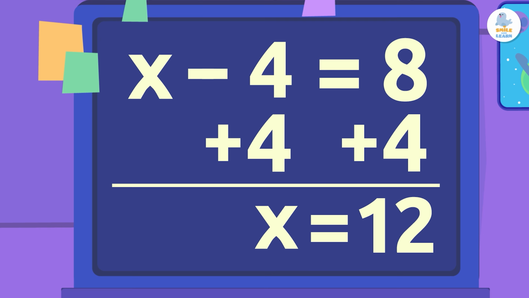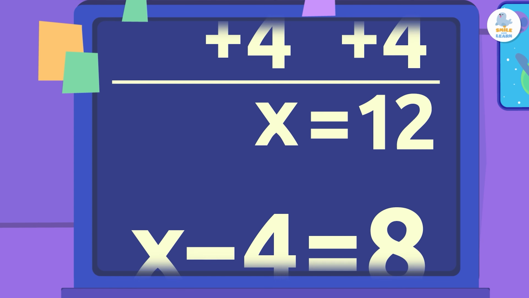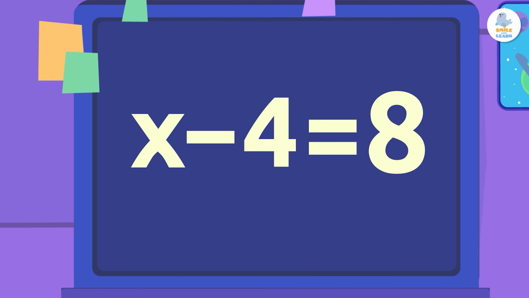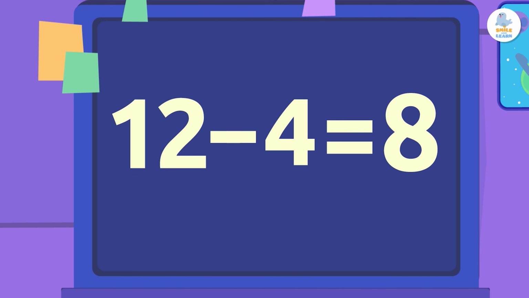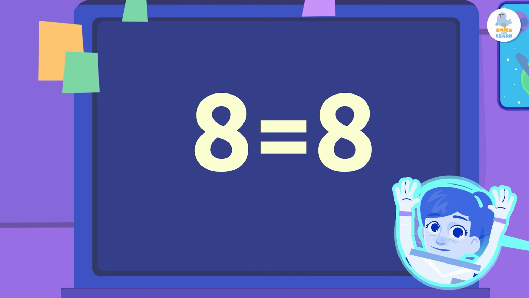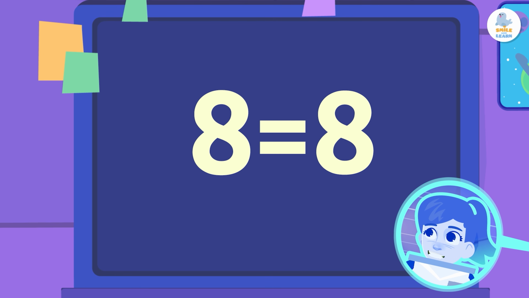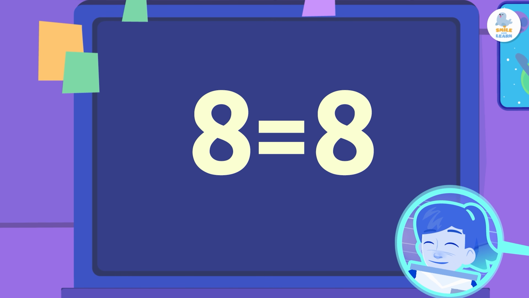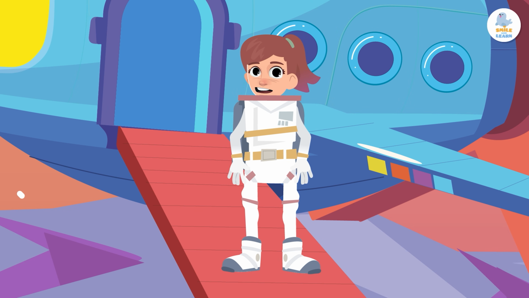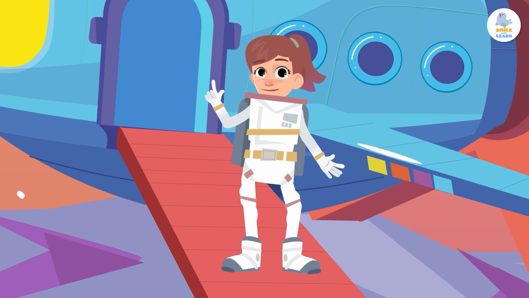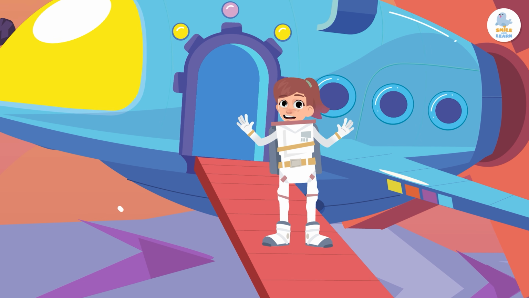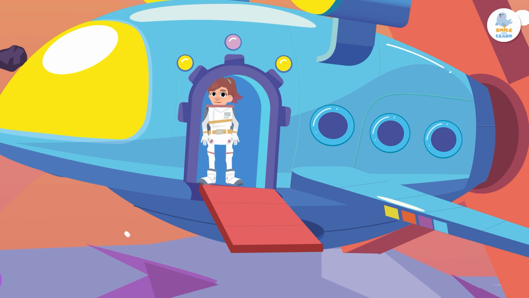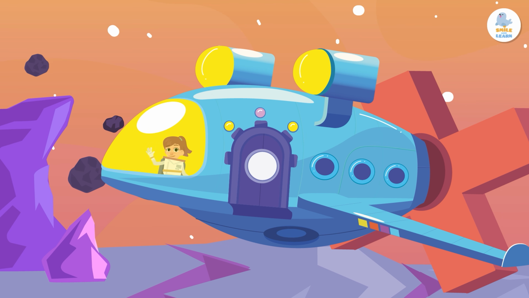To check our work, let's plug 12 into the original equation. X minus 4 equals 8. 12 minus 4 equals 8. Fantastic! 8 equals 8. We did it! Now we know what an equation is and how to solve it. It's an out-of-this-world skill. See you soon, friends!